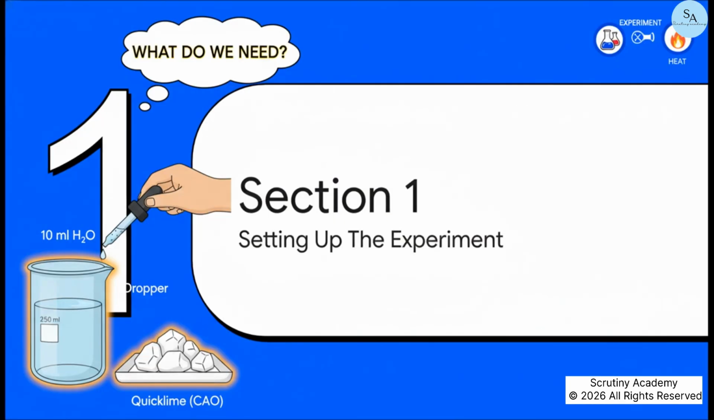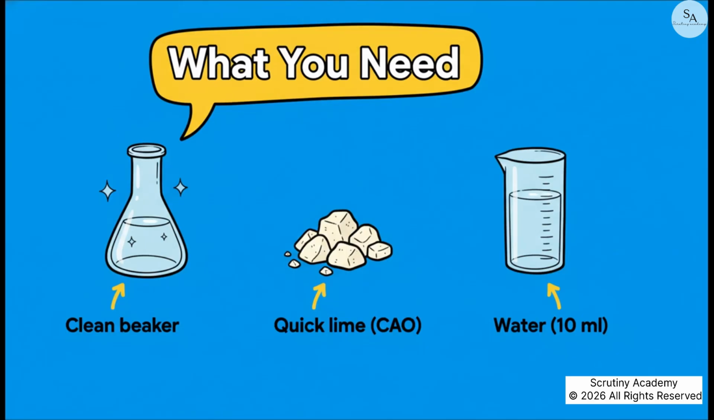Okay, first things first. Section 1, setting up the experiment. Let's see what all we need to get started. You know, the best part is how simple this is. You just need 3 basic things. 1, a clean beaker. 2, about 1 gram of quicklime. By the way, quicklime is just the common name for calcium oxide. Its chemical formula is CaO. And third, just 10 milliliters of regular water. Bam, that's all you need.